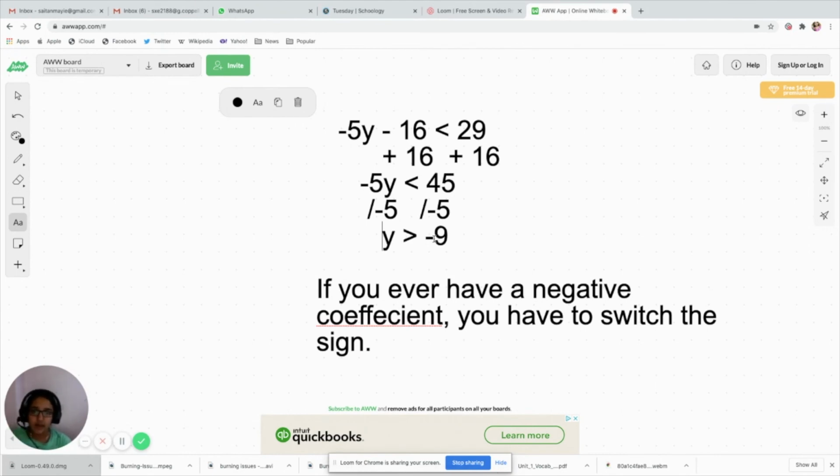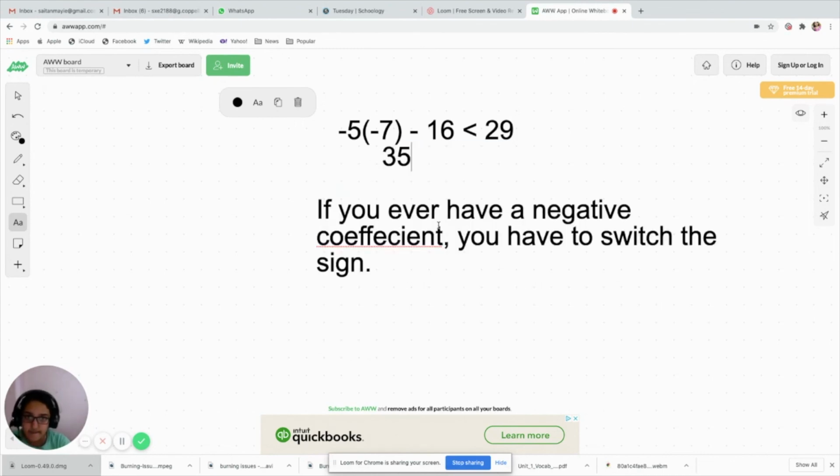Now we have to do something smart, which is none other than substitution. We have y greater than -9. Remember, this is a negative number, so it should be -8 and above, and not -9 or lower. So -8, but let me take -7. If we take -7, let's replace it. We get -5 times -7. The negatives cancel out, 5 times 7 is 35. So now we have 35 minus 16, thus 19. Is that less than 29?